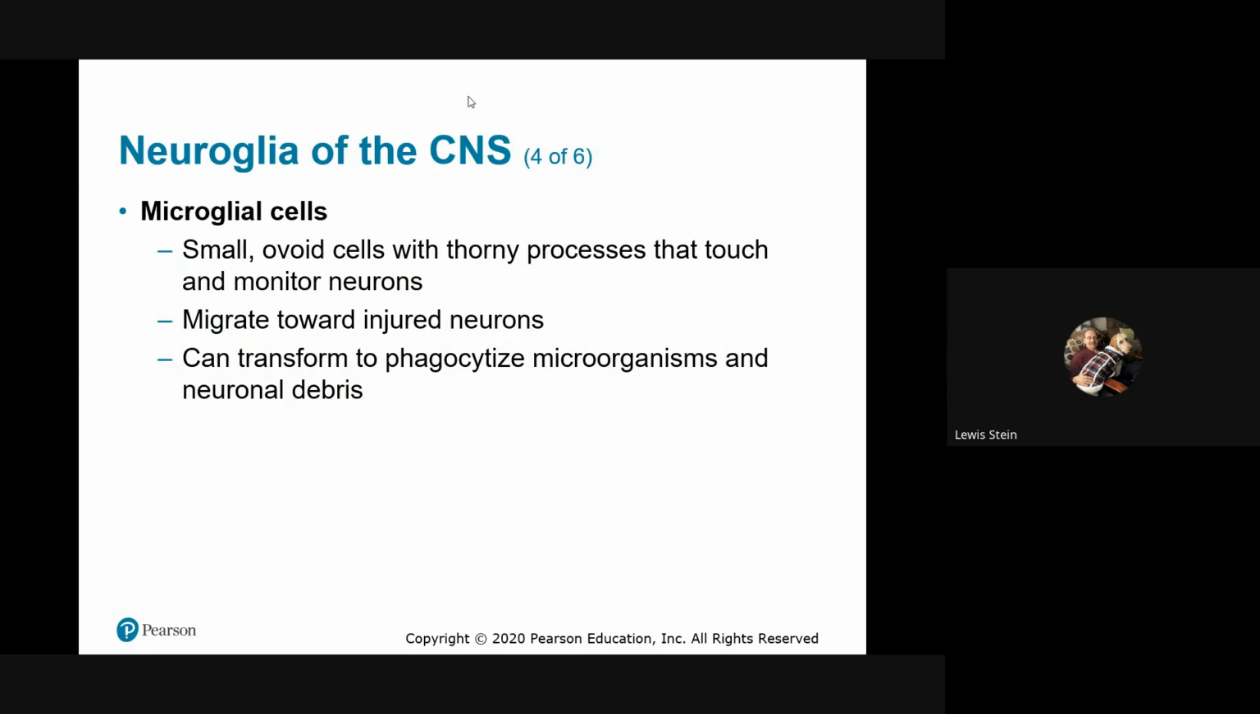We only find them in the central nervous system. Microglial cells are different. You're going to see the satellite cells are sort of an oddball. I'll explain. That's why I have a question mark on it.